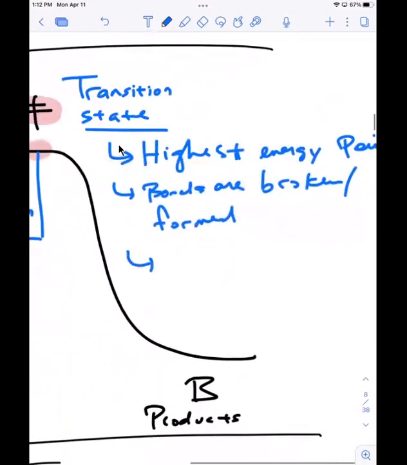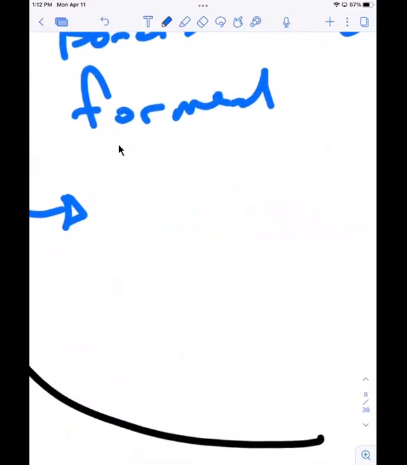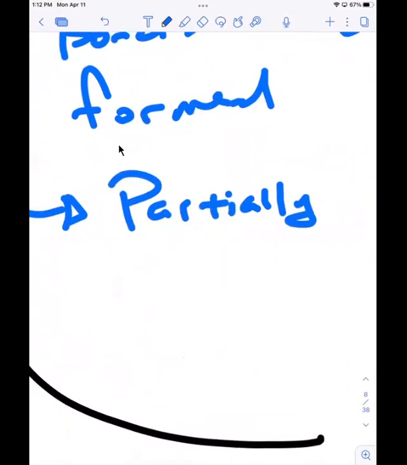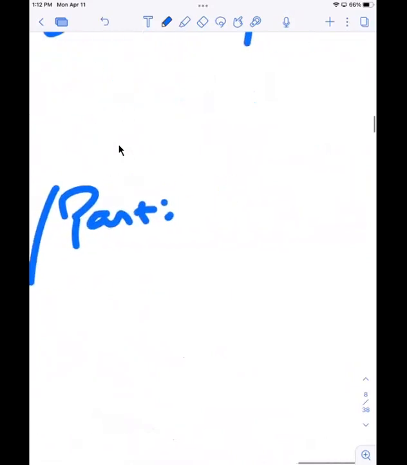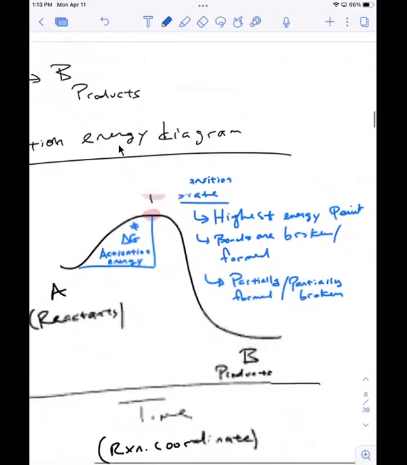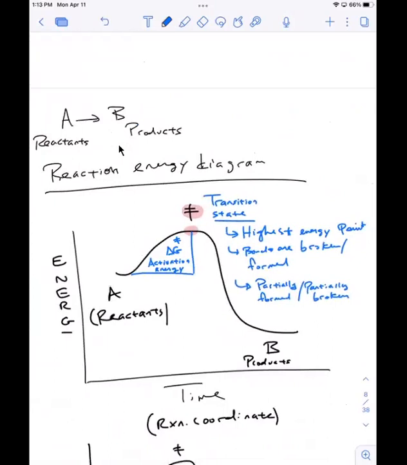Right, and everything in the transition state is either partially formed or partially broken. So the activation energy is the necessary energy to get to that point. Every reaction has that. The activation energy actually dictates how fast or how slow the reaction is. It dictates the rate of the reaction.